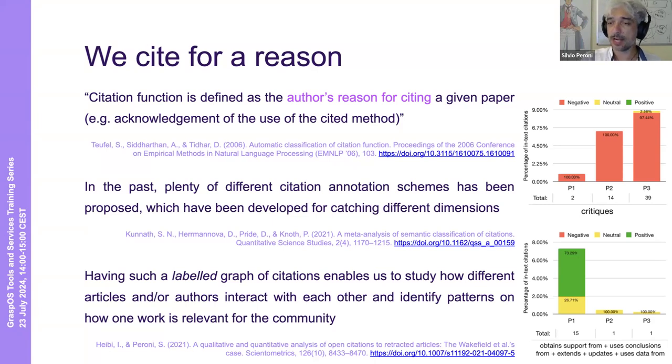As you can see, P1 means the period where no retraction happened. P2 is the period after the partial retraction, and P3 is the period after the full retraction. As you can see, the critics citation semantics was almost non-present in P1 when the paper was not retracted and increased after the retraction. Vice versa, obtains support from and the other set of citation intents were very present at the very beginning when the paper was not retracted, with a very positive connotation, and suddenly disappeared after the paper was retracted. This is just to show you an example of the kind of analysis we can do having this information.